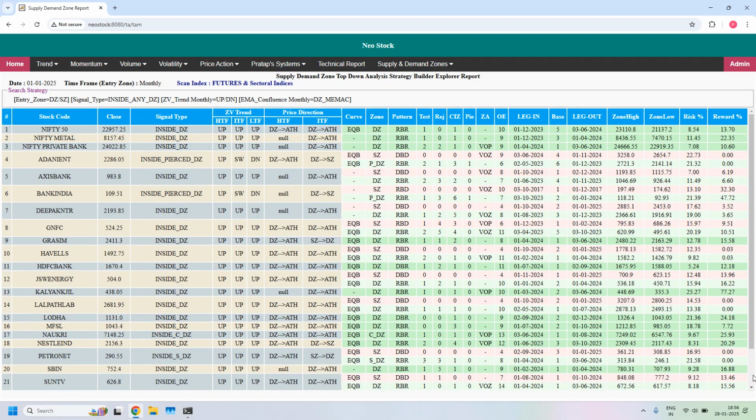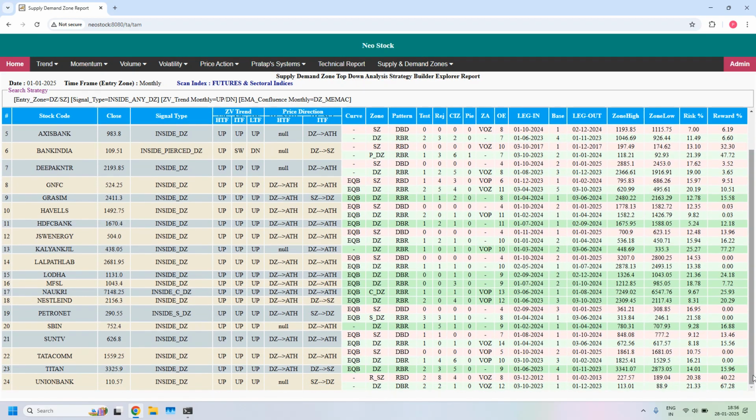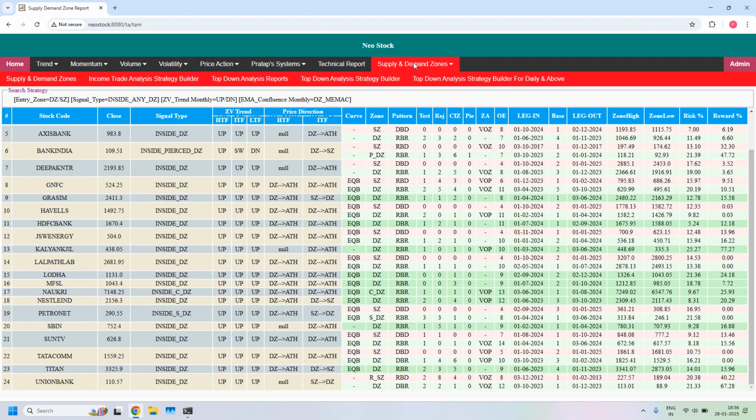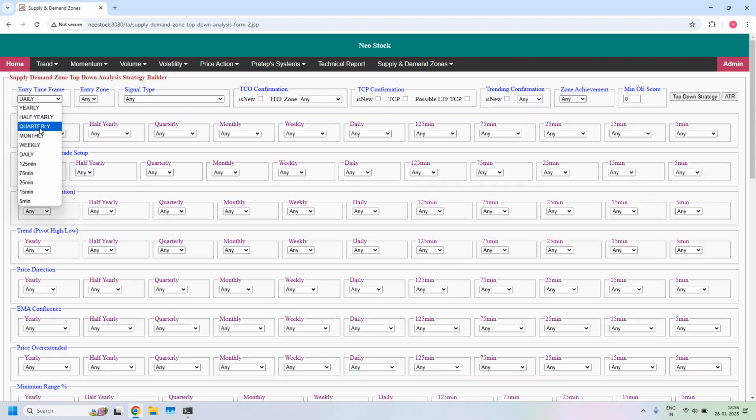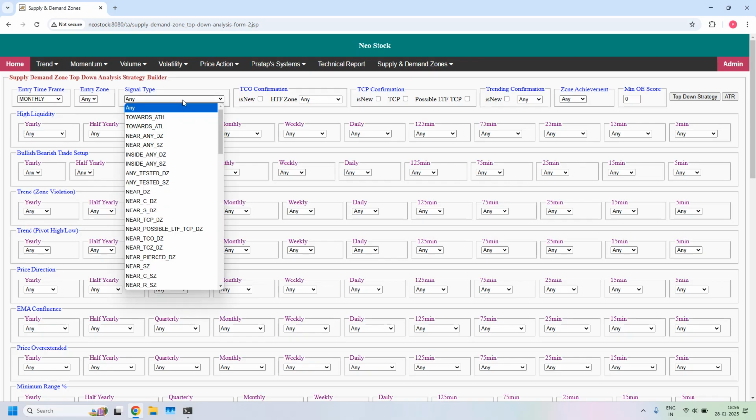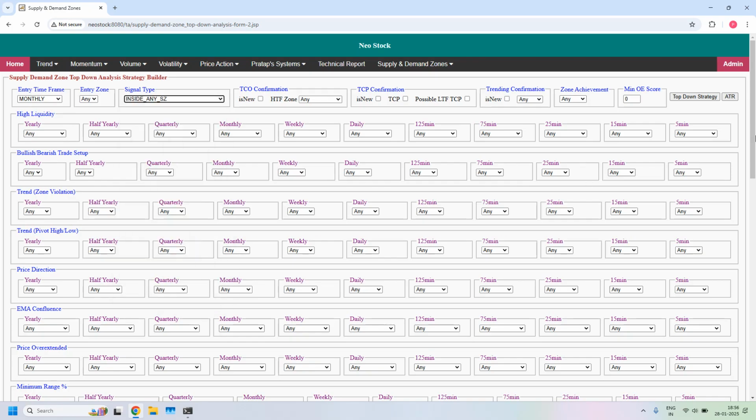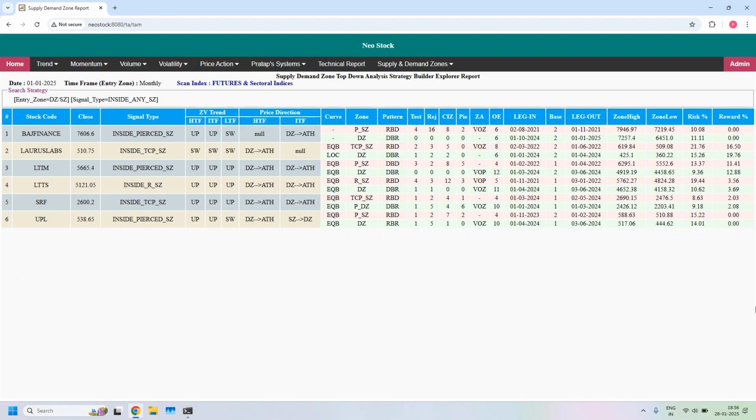I am scrolling the list down. So total 24 stocks are filtered. Okay, next, monthly time frame. Price closed inside the monthly supply zone. We got 6 stocks.